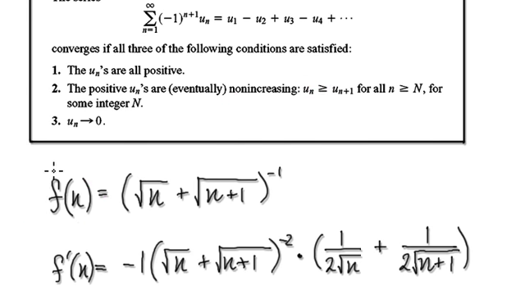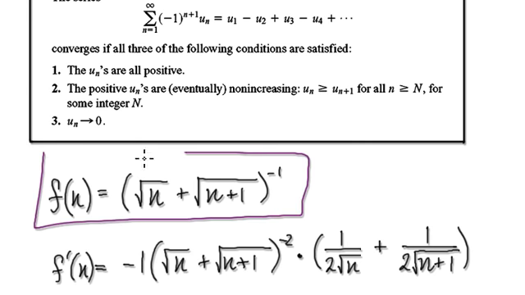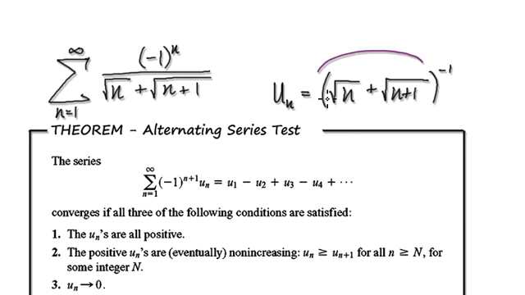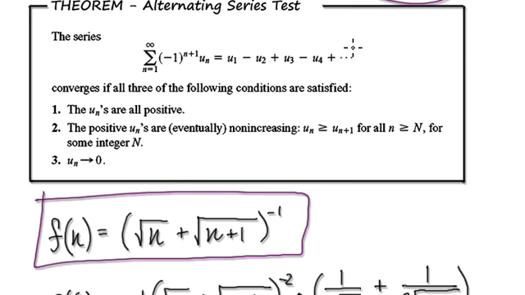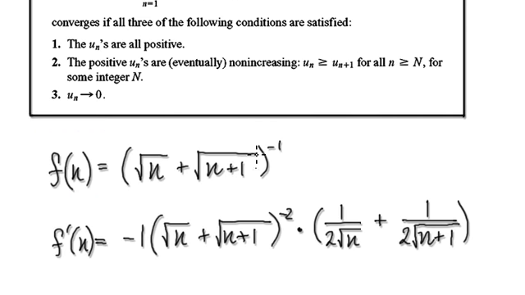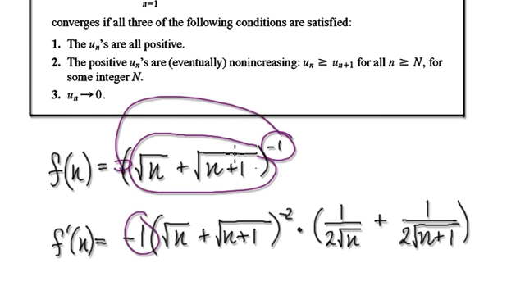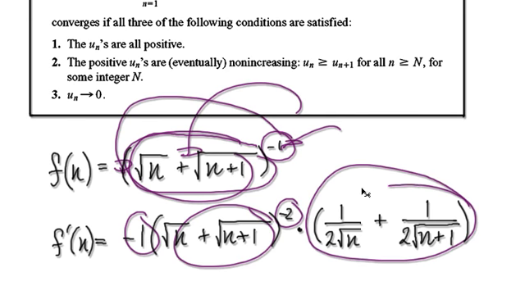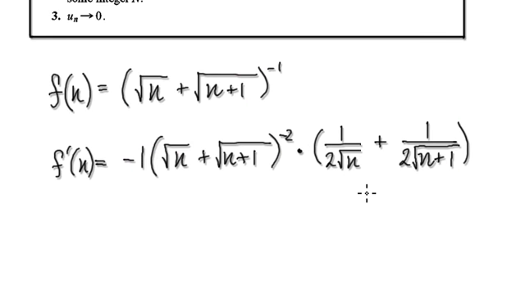Okay, so where were we? We were here. We would map a function on top of our u_n, and then we would need to differentiate it. So differentiate this. The power comes down here, this stays intact, and this gets minus 1. That will then give you this, and then times the derivative of the bracket itself. So that would then be this.